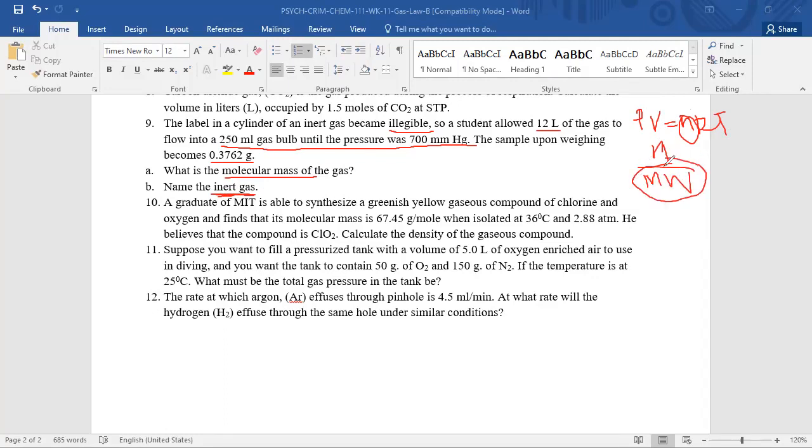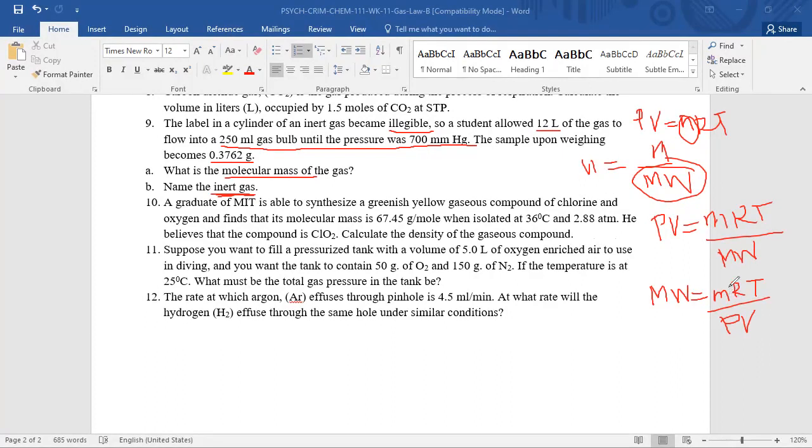Therefore, pwede nating i-substitute yan. PV equals, substitute natin doon sa N, mass times RT divided by molecular weight. Okay? By transposing and deriving, makukuha natin, molecular weight is equal to M R T divided by PV.